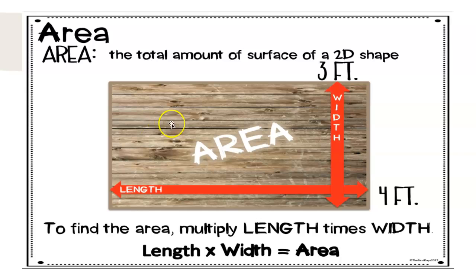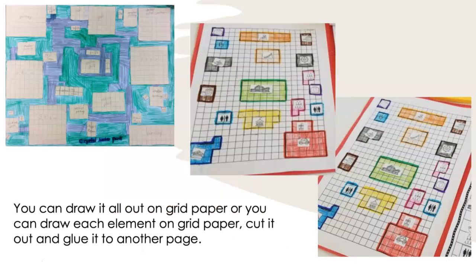Area is the amount of surface of a shape. So it's all the space inside. So remember, area is broken up into little squares. So if I look at this, length times width will equal the area. So area is 4 times 3. So the area of this rectangle is 12 square feet because you're counting all the squares.